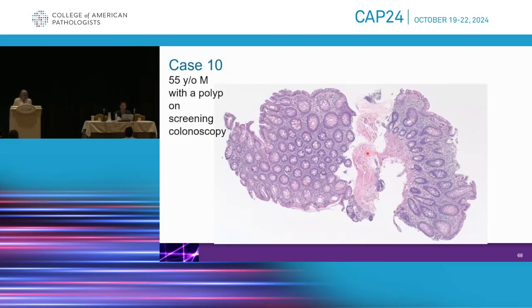All right, case 10. So this is a 55-year-old man with a polyp on screening colonoscopy, and this isn't even terribly impressive for a polyp. This actually came through as a consult case, and it was associated with a more relevant diagnosis in another part that the patient was being seen at our institution for. And they had sent all the parts, and we were looking at this and not terribly impressed with a polyp.